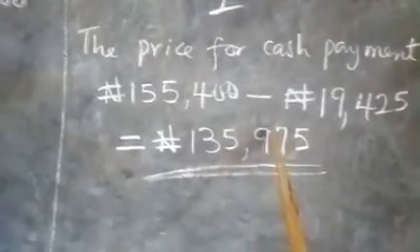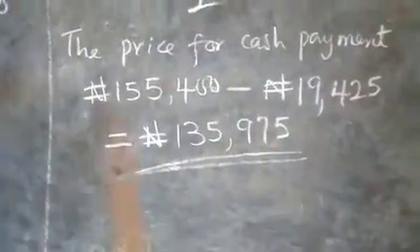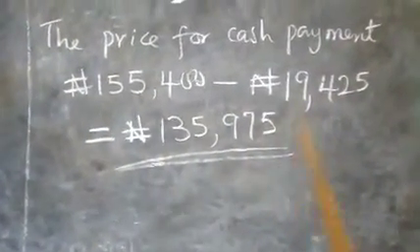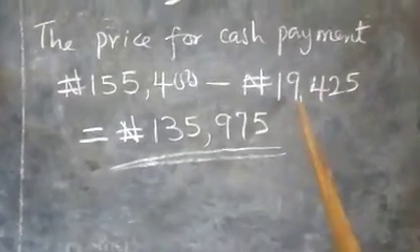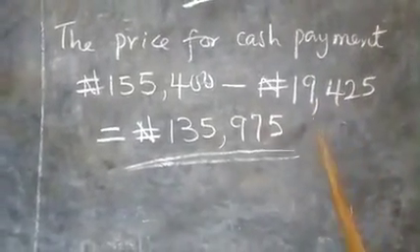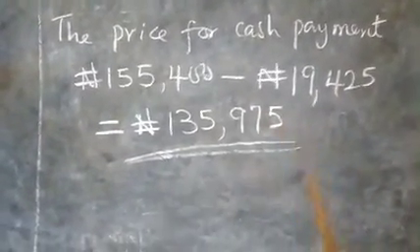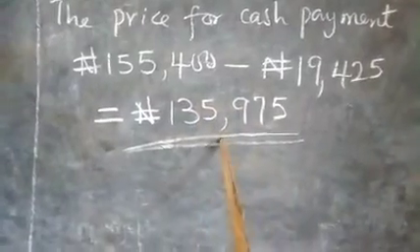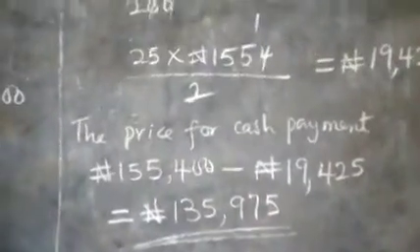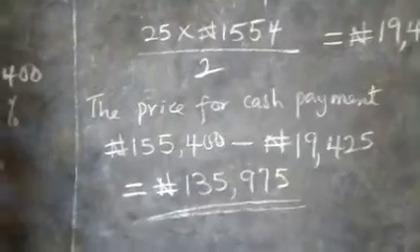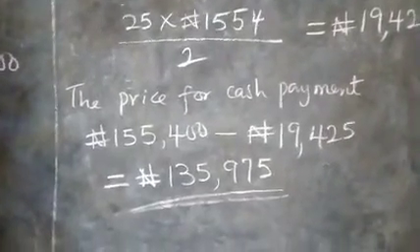The answer is 135,975 naira. So if you want to buy a television from this person, as the question is saying, and you want to pay in cash, the discount that will be given to you will be 12.5%, and at the end of the day you are going to pay 135,975 naira.